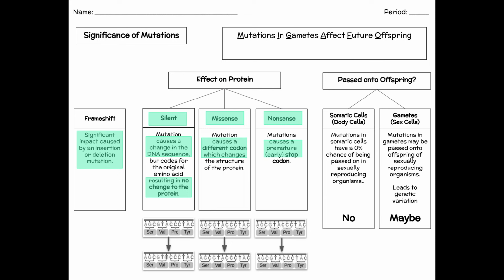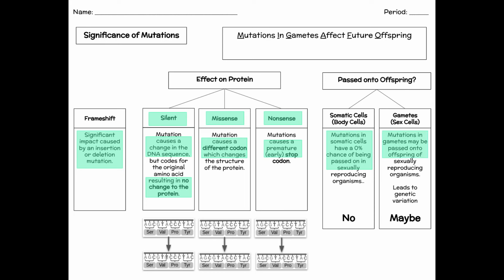Sometimes mutations that are acquired during an organism's lifetime can be passed on to their offspring. However, if the mutation is in a somatic cell or a body cell, the mutation has a 0% chance of being passed on to offspring. This means that someone who develops skin cancer due to a mutation caused by UV damage will not pass their skin cancer onto their offspring.